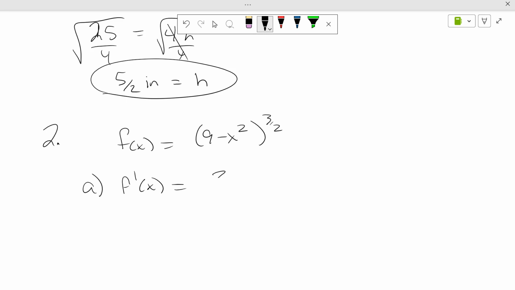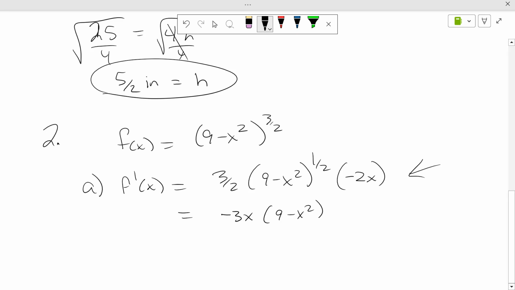Okay, which is 3/2 times 9 minus x squared to the 1/2 power. Remember the chain rule. That's part A. Times knowing that it's a negative 2x here. That's basically worth 2 points. And then you have to simplify. Negative 3x times 9 minus x squared to the 1/2 power. And there's your third point.